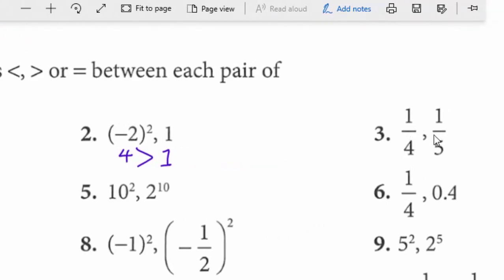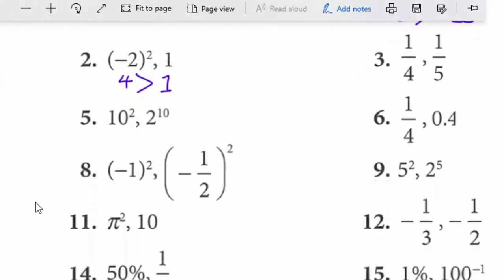1/5 and 1/4, comparing fractions: when they have the same numerator, we look at the denominators. The greater denominator is the smaller fraction. If you use a calculator, since a calculator is allowed, divide 1 by 4, you see 0.25. Divide 1 by 5, you see 0.2. So 0.25 is greater than 0.20. These are very basic questions.